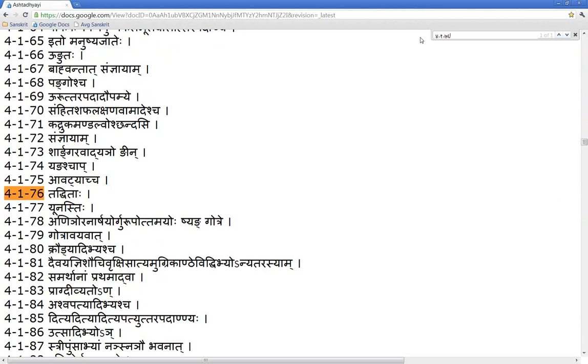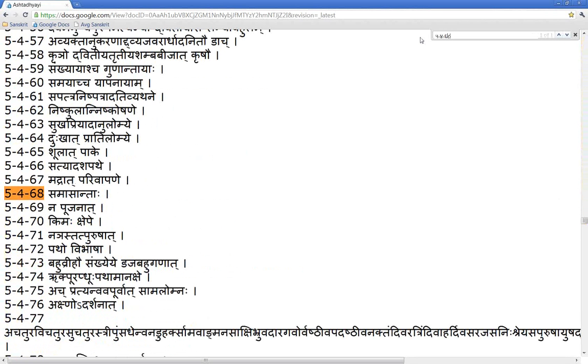Because samasantaha, they become the end of the samasa. So these pratyayas come after the samasa and they become part of the samasa also. So this is a strange concept, samasantaha. They become part of the samasa. Anyway, that's one section, and in that we've been discussing 5-4-68 to the end of 5-4.